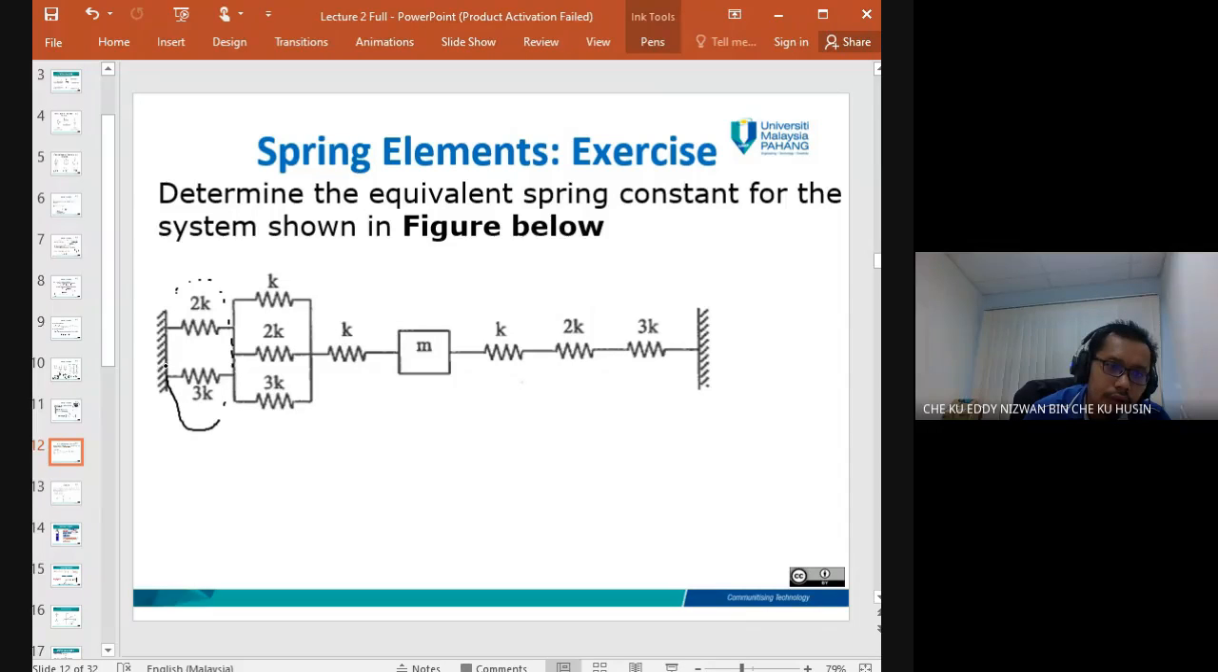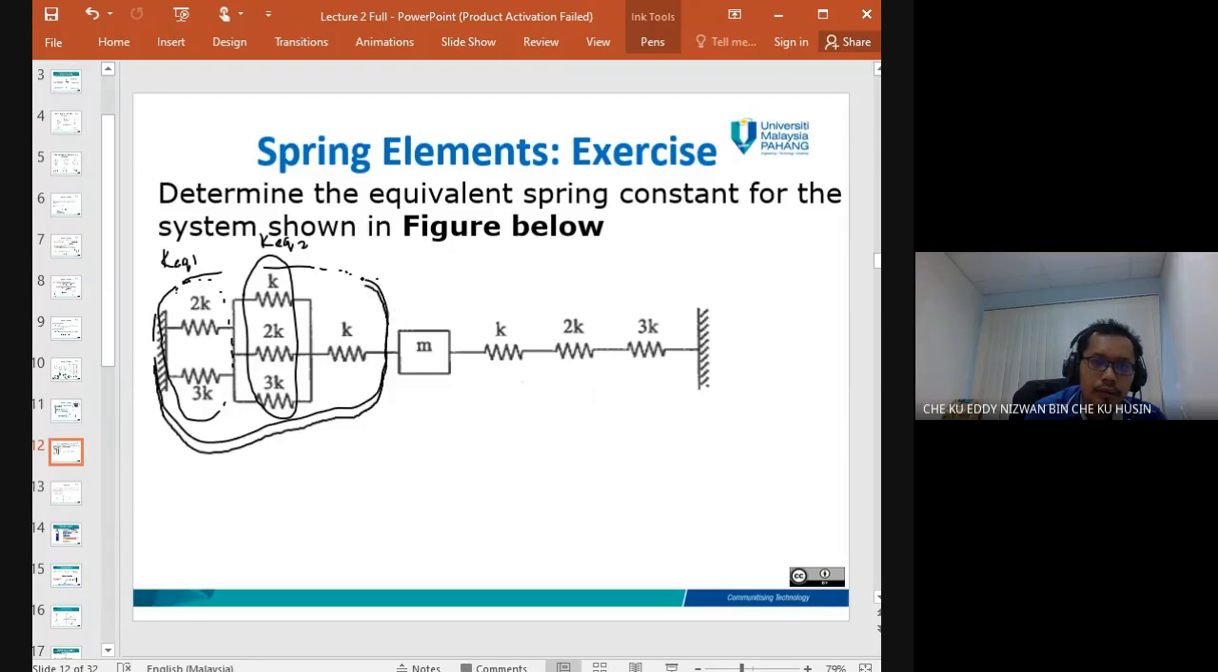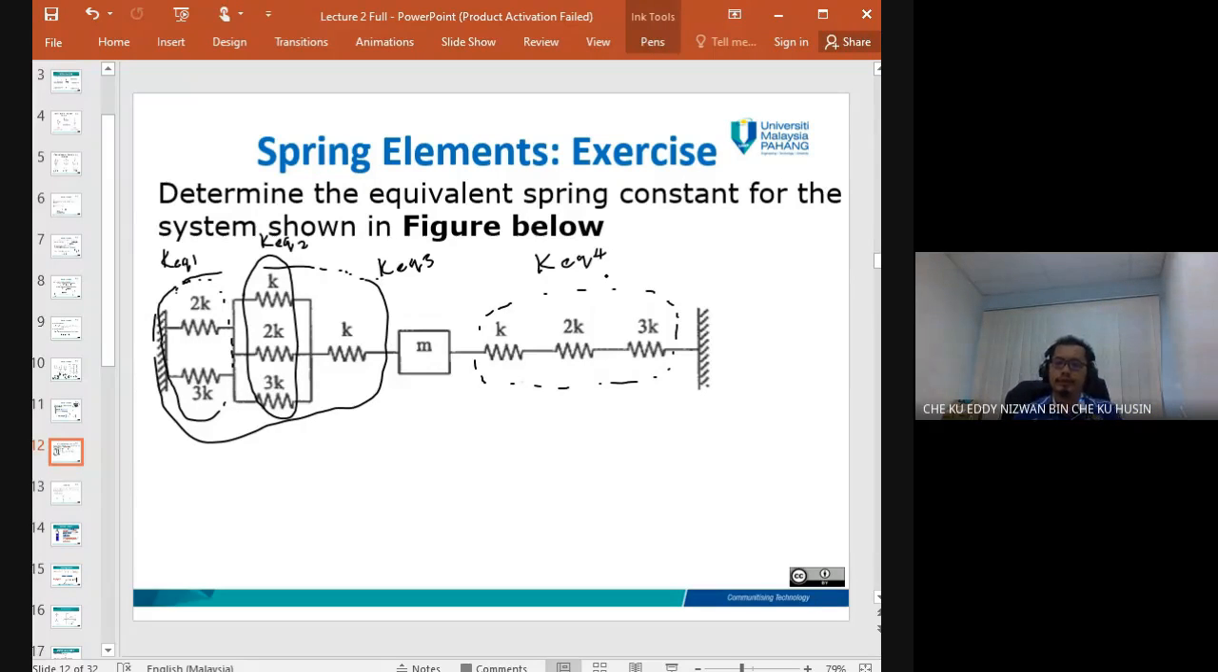Okay, so we take this part. This one can be considered as K equivalent 1, and then this spring as K equivalent 2. Then we can take all of this side as K equivalent 3, and this one is K equivalent 4. The rest is the overall K equivalent. So we do the first one, K equivalent 1.